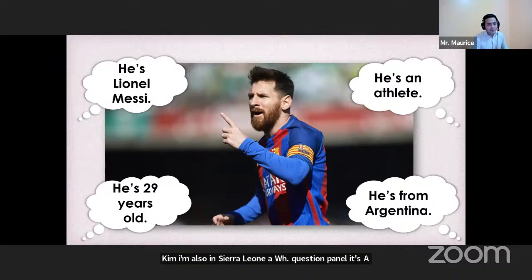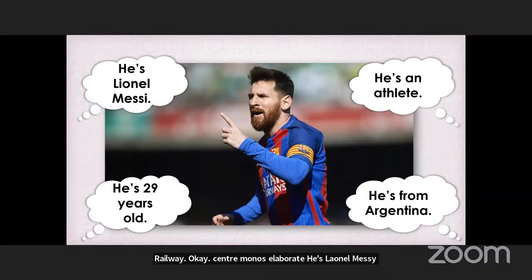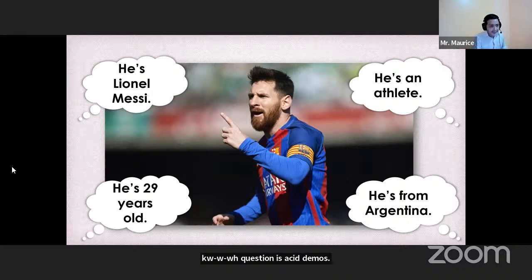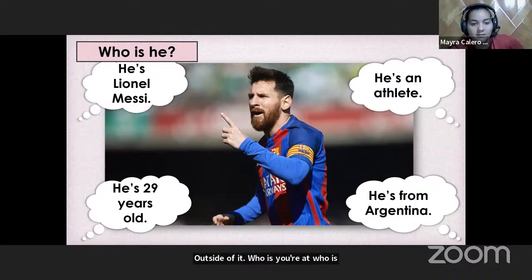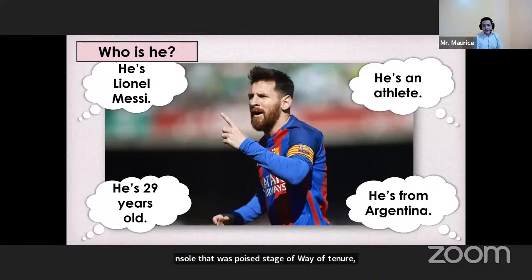Ok, centrémonos en la primera parte. He's Lionel Messi. ¿Qué WH question necesitamos? Who. Ok, entonces, ¿cómo sería who? Ok, correct. Thank you. Observe. Who is he? Correct. Who is he? Who, ¿quién? Entonces la respuesta que yo voy a obtener es de una persona. He's Lionel Messi. Ok. Vamos con la siguiente parte.